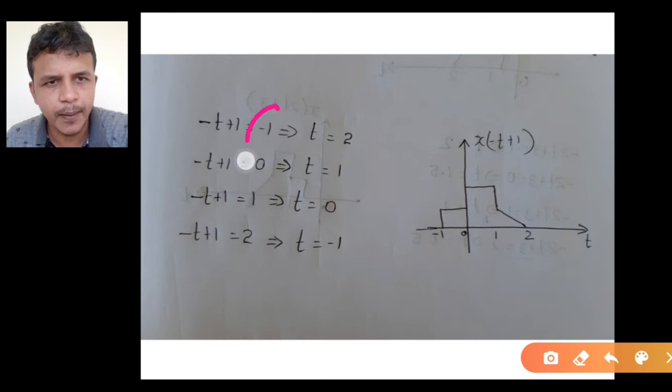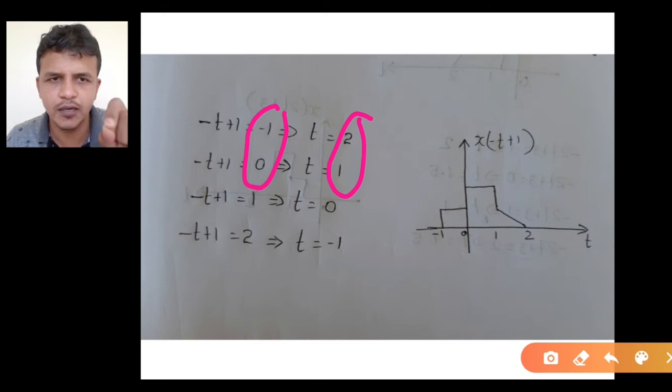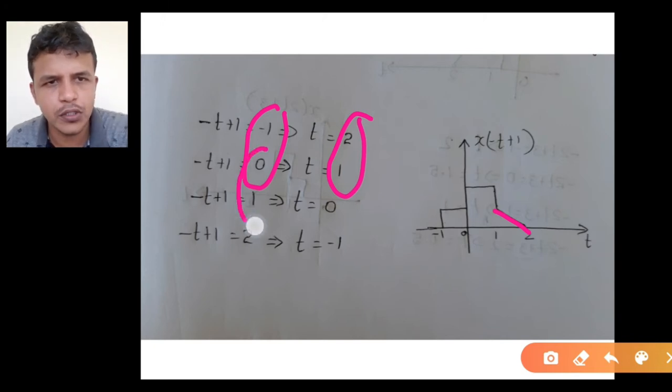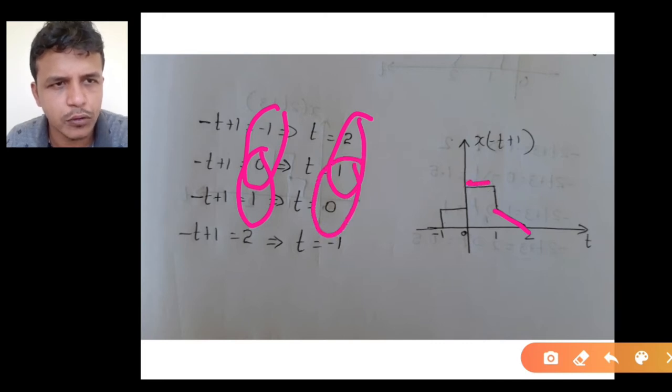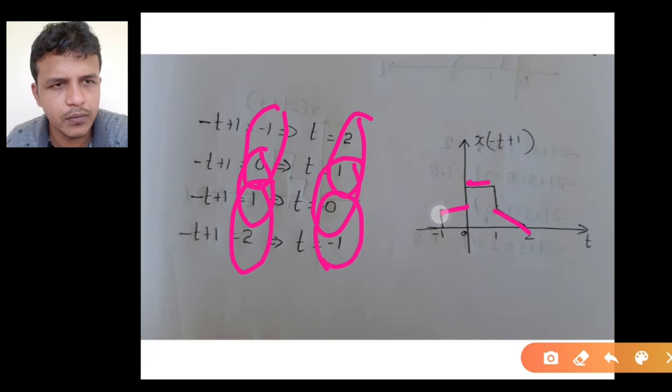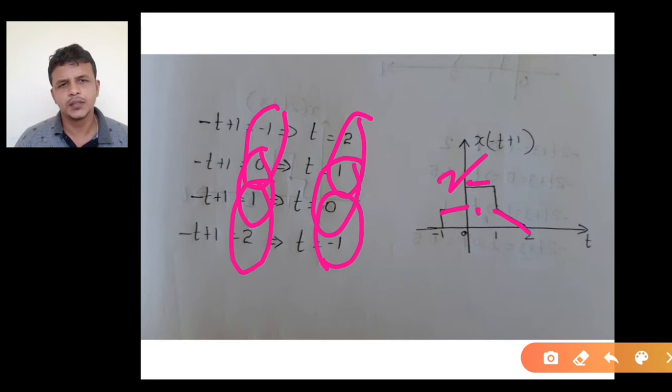For x of t, the thing that happened between minus 1 and 0 is happening between 2 and 1. So for x of t between minus 1 and 0, we had a ramp signal. The same ramp signal is happening between 2 and 1. Between 0 and 1, the amplitude was 2 for x of t, so here between 1 and 0, the amplitude has become 2. And between 1 and 2, the amplitude was 1 in x of t. Here between 0 and minus 1, the amplitude has become 1. In this manner we can solve this problem. We can apply this logical approach to all the problems.